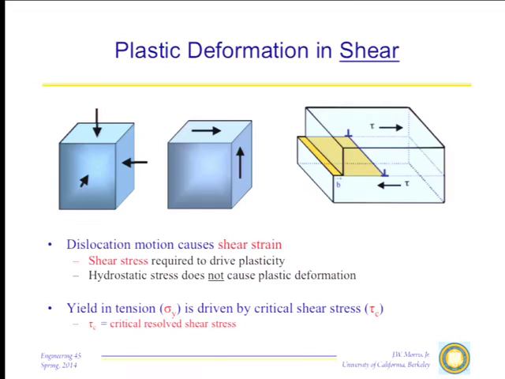Shear stress is required to drive plasticity. That tells you something interesting. Even if you test a material in tension, in one of these tension machines, so you think you're pulling it to elongate it, the actual deformation going on in that material is not driven by tension, but by the shear stress that tension imposes. And I'll talk about that in just a minute.